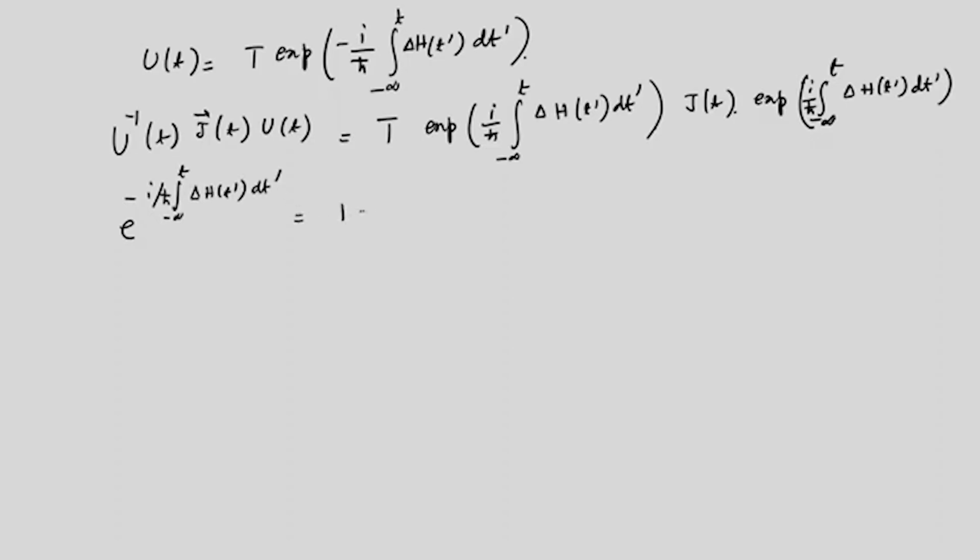I write it as 1 minus i by h cross, integral from minus infinity to t of delta h(t prime) dt prime, and then terms of the order of delta h squared are neglected. This term is neglected because the intrinsic assumption of perturbation theory is that we want to see the linear response of the system, that is, to first power in A, how the properties of the system behave.